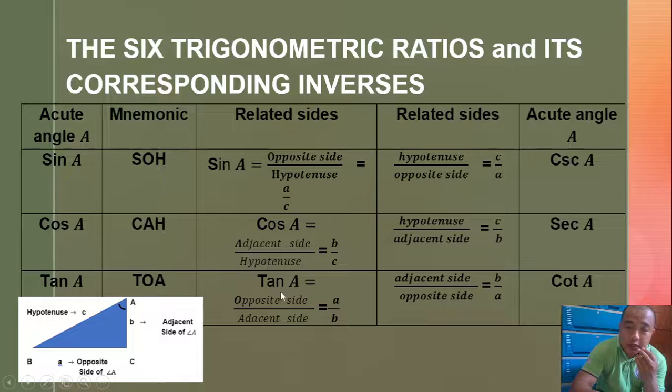So if tangent A is TOA, opposite over adjacent side, then cotangent is adjacent side over opposite side. So B over A, right? So the keyword here is SOHCAHTOA. Remember that. So you can screenshot on this part.